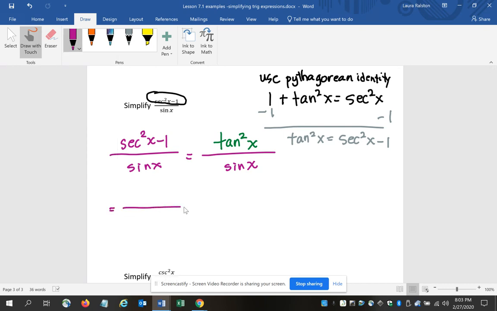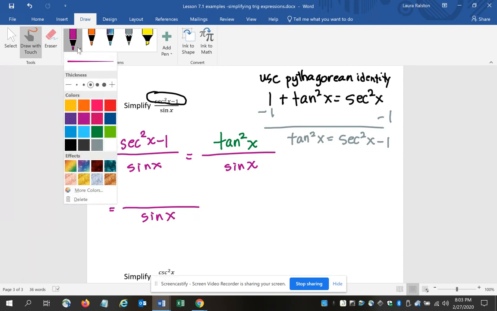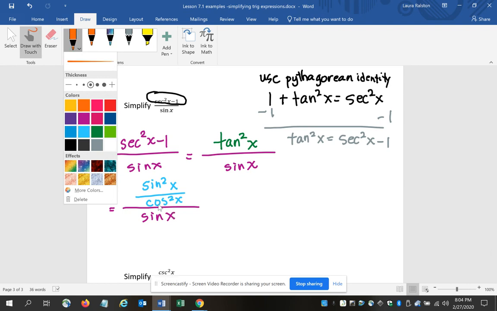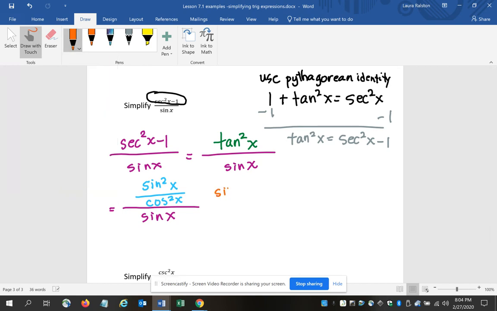the denominator is still going to be sine. In the numerator, I'm going to use that tangent and cotangent identity, and I'm going to replace that with sine squared x over cosine squared x. Now remember, mathematically, that big fraction there is actually a division symbol. So this is like having sine squared x over cosine squared x divided by sine x.